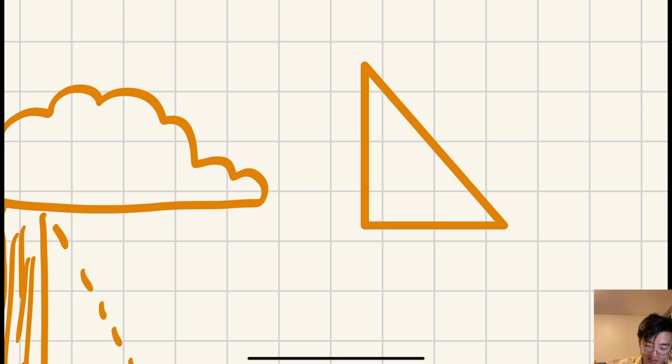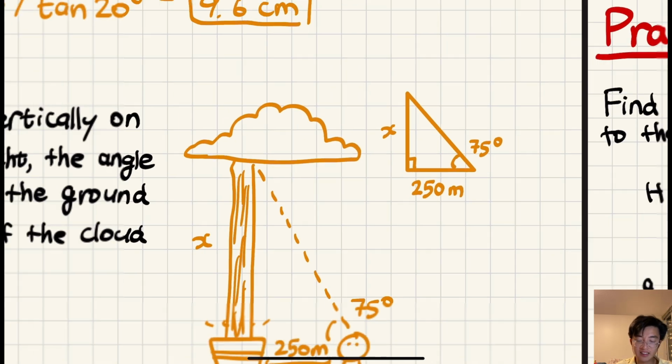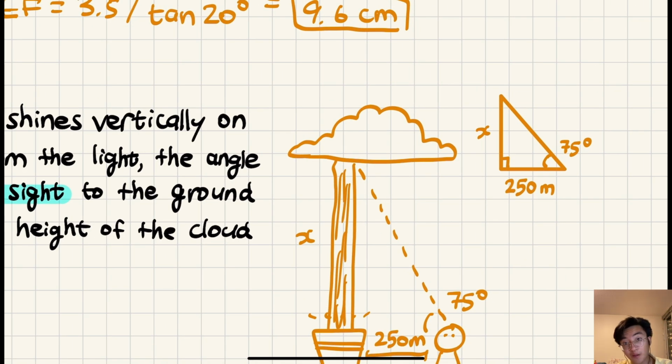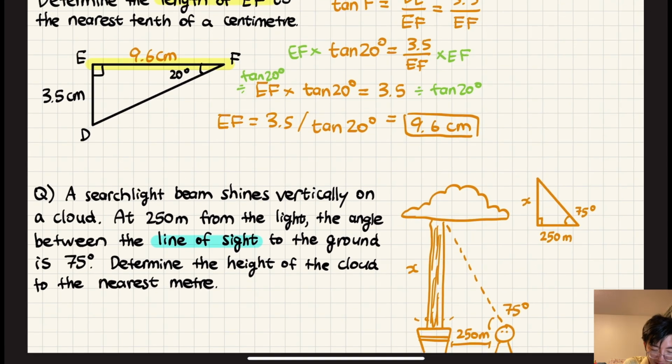It's a very small triangle. Should have made it bigger. Okay, so we have 250 meters right here, and we have 75 degrees right here. We want to find out what x is. As we can see right away, all we have to do is use what we learned earlier. So we have the tangent of 75 degrees. We're looking at this angle right here. The opposite to this angle is this x. The adjacent is the 250 meters. So this equals x over 250.